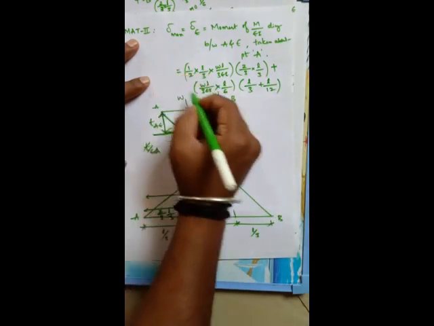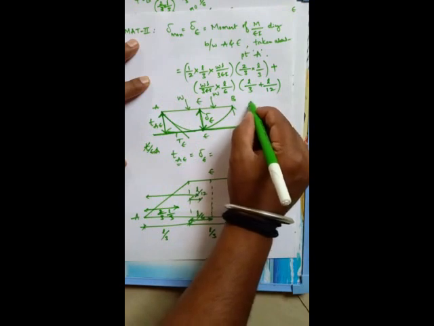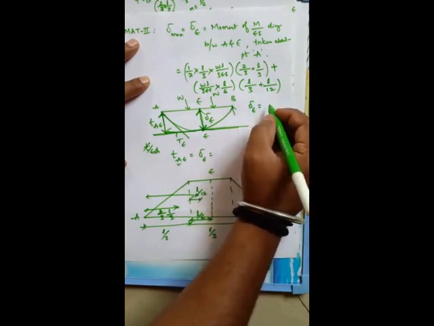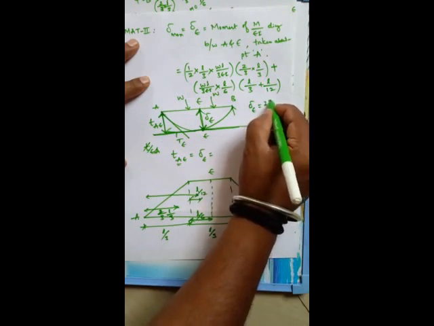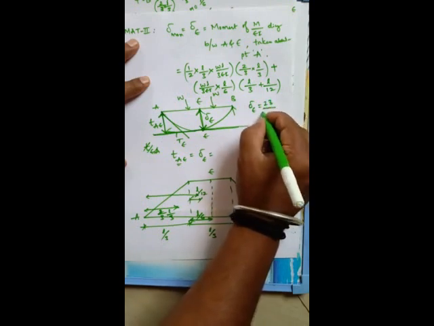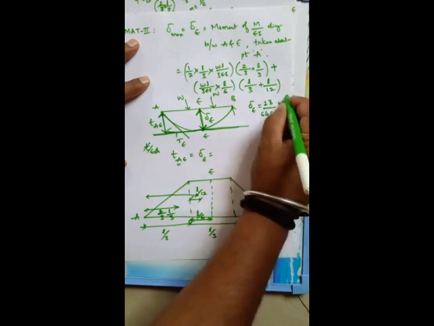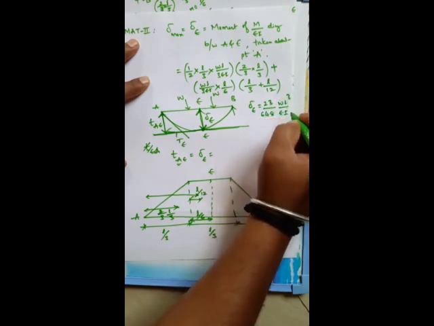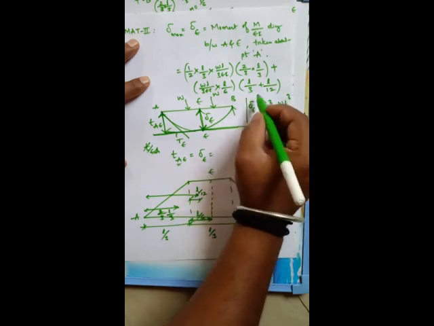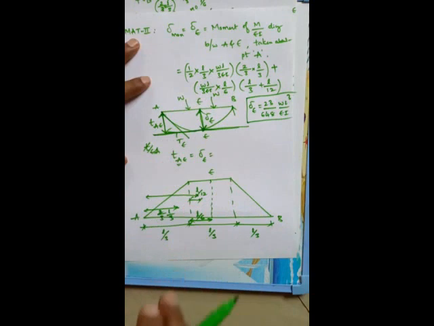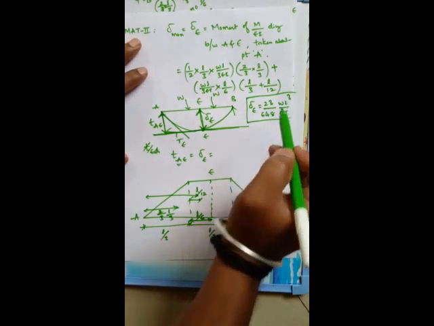You simplify this, and I will write it here: delta E, that is delta maximum, equal to, do the calculation, you will be getting 23 by 648 WL cube by EI. This is delta E. Okay, so please check this, do the calculation once again. So that will be this answer.